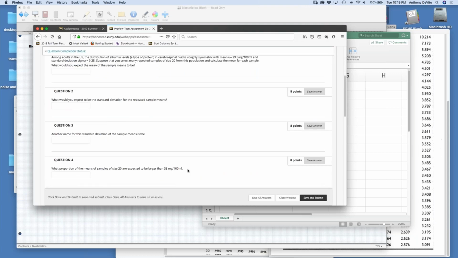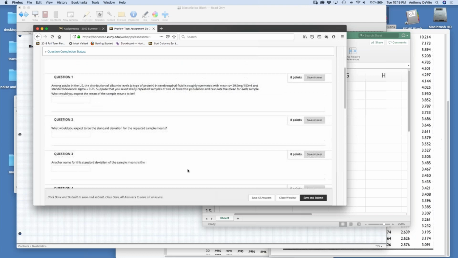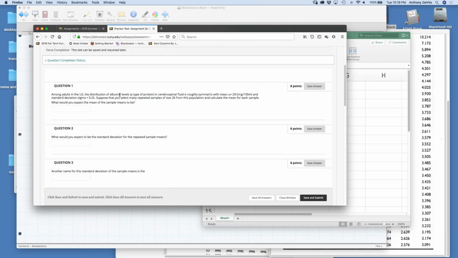Okay, well, 4 is not really a question by itself. Among adults in the United States, the distribution of albumin levels, the population mean is 29.5 and the standard deviation is 9.25. Sigma and mu, so we're talking about population. Suppose you select repeated samples of size 20 from this population. Calculate the mean for each sample.